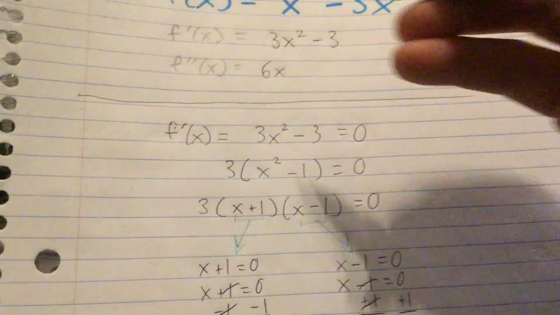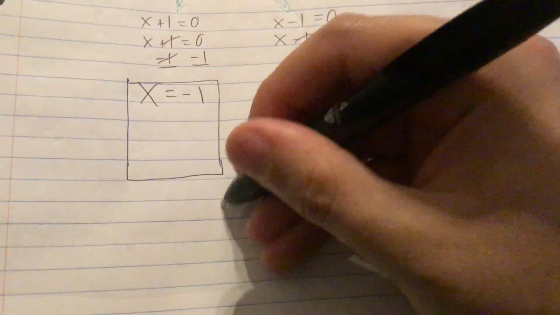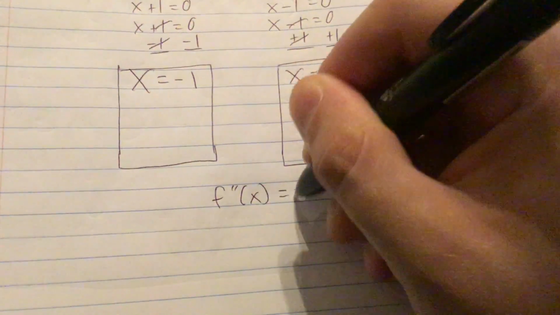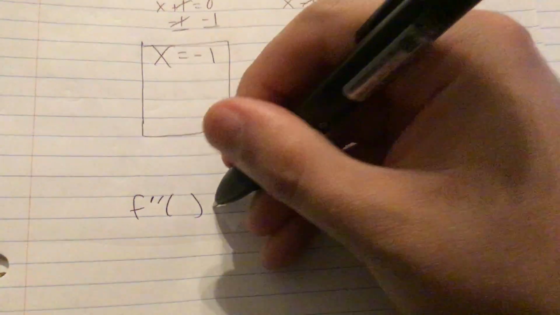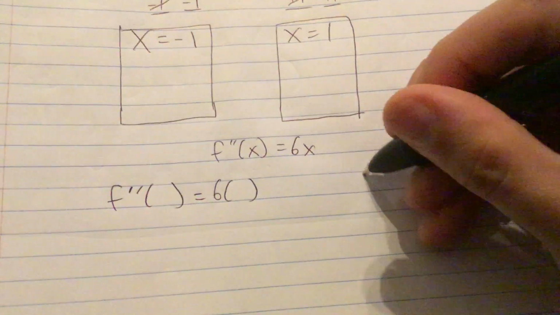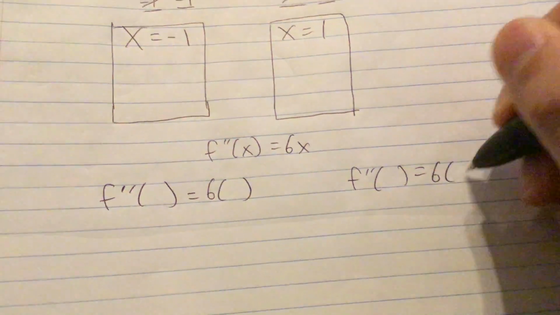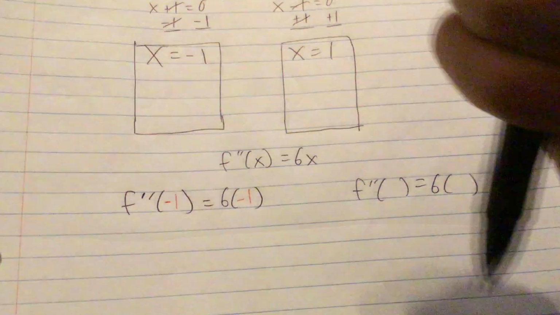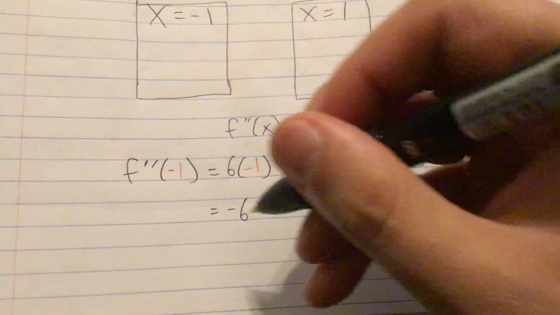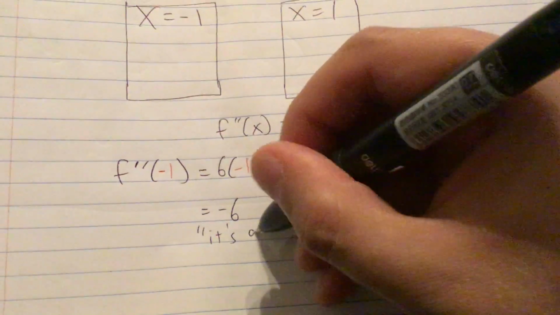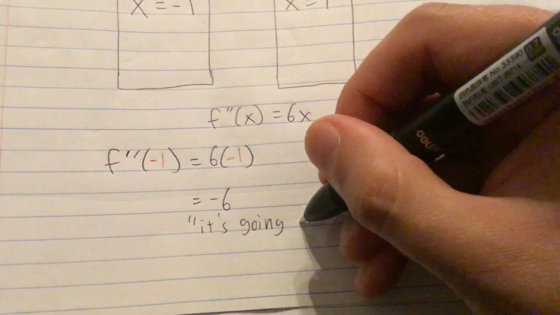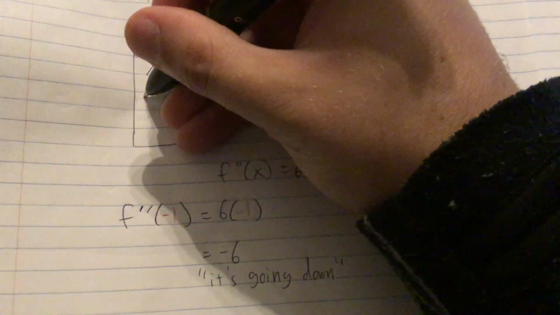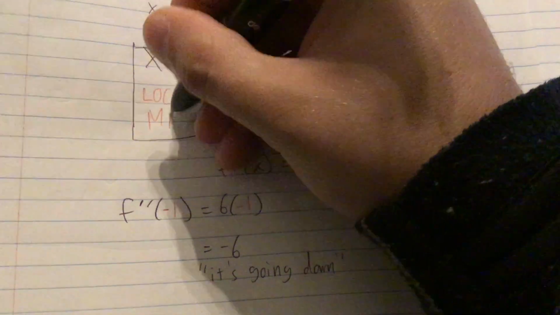Okay, so now we take a look at the second derivative. f double prime of x is equal to 6x. And now I'm going to plug it in for each individual value. So let's do f double prime of -1 and f double prime of +1. So my second derivative at x equals -1 is -6. So that tells me that it's going down. I'm yelling local maximum, because the tangent line is horizontal and then it has a negative slope. So that is a local max.